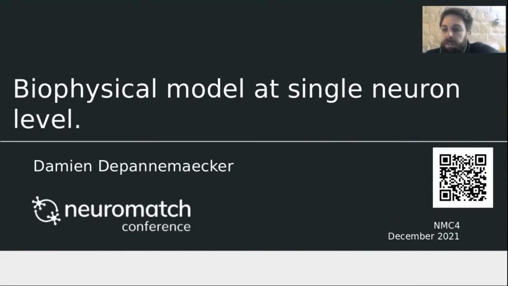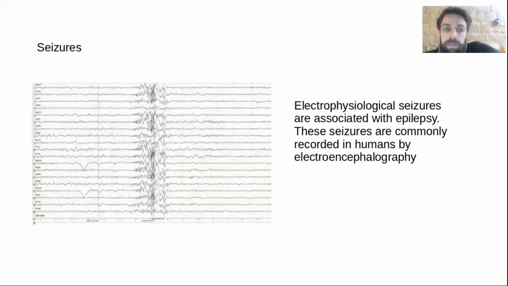Today I'm going to talk about the biophysical model at the single neuron level. If you want more information about this model, you can have a look at our preprint that you can access by scanning these QR codes. So this project starts with a question of seizures, electrophysiological seizures that are associated with epilepsy.